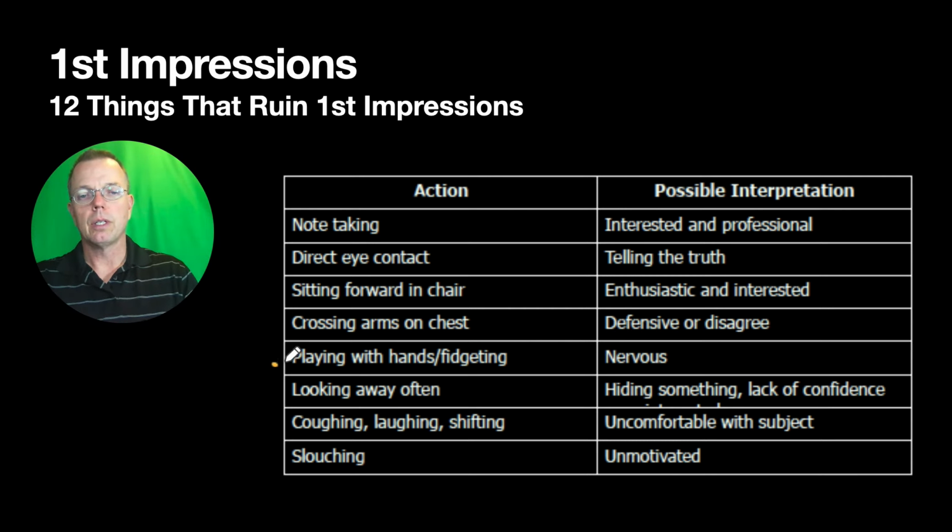Fidgeting. That's a common one. Obviously, when you fidget, it gives a sign of being nervous, so we want to try to avoid that. I sometimes would have a pen in my hand because if I'm taking notes, it gives me something to focus on. Looking away often. Just like making eye contact, if you're looking away too much, it's like you're not paying attention, so we want to focus forward.